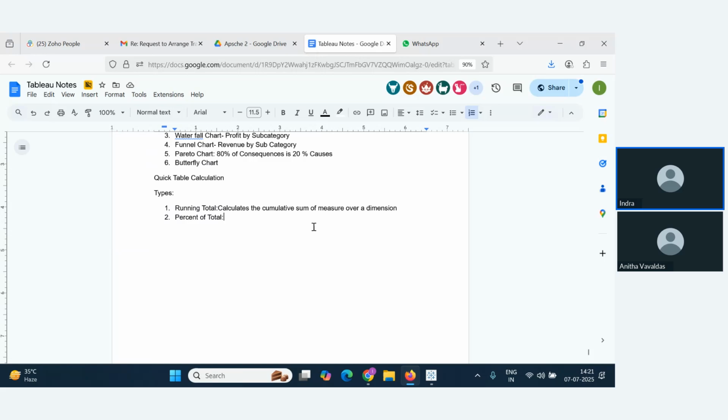Let me write down here what percentage of total actually means. It calculates the percentage contribution of each data point in the total.